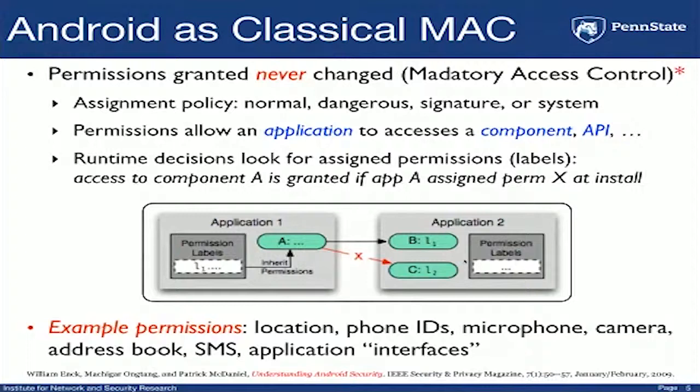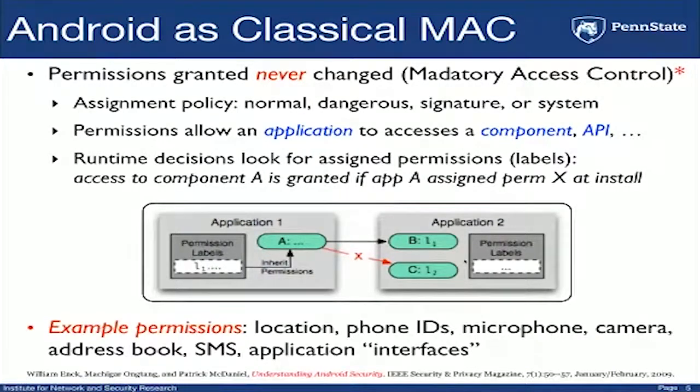Well, the permissions are things like location, and there are really two of those: fine location and coarse location, which really access GPS. Phone identifiers, like the phone number and the IMSI, the hardware identifiers for a cellular phone, the microphone, the camera, the address book, and SMS, the ability to use text messaging. And then, of course, applications can extend the permission system. You can define your own permissions in the system.